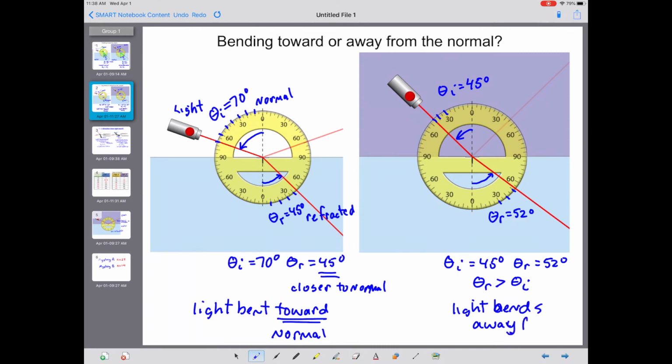The light bends away from the normal to be able to get that larger angle. So toward the normal, your theta R value is going to be less than theta I. Away from the normal, your theta R value is going to be greater than theta I.